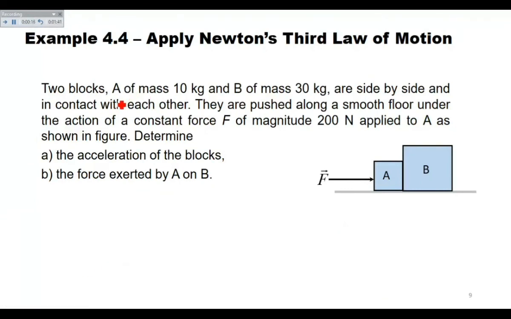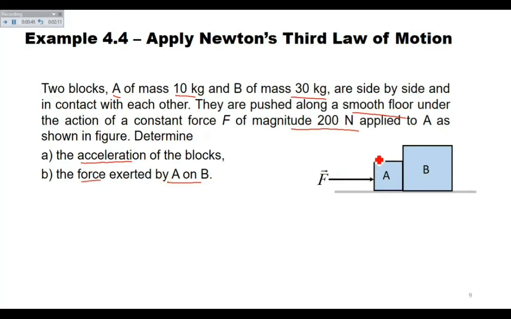Example 4.4. Apply Newton's third law of motion. Two blocks A of mass 10 kg and B of mass 30 kg are side by side and in contact with each other. They are pushed along a smooth floor under the action of a constant force F of magnitude 200 Newton applied to A as shown in figure. Okay, so determine A, the acceleration of the blocks, and B, force exerted by A on B.